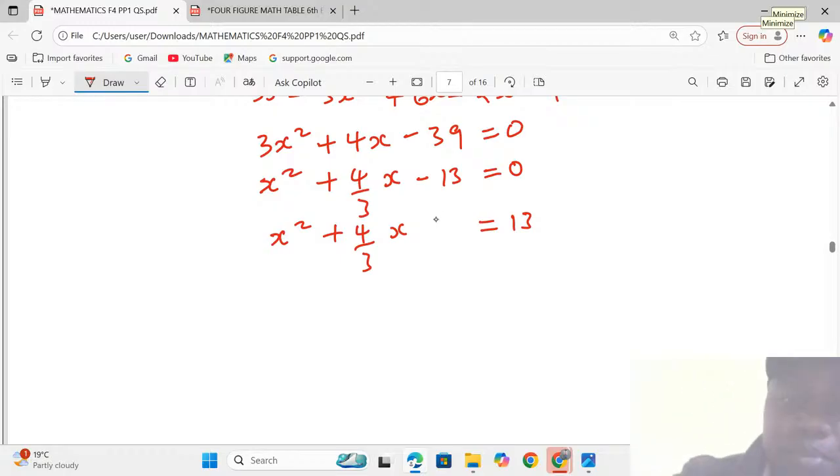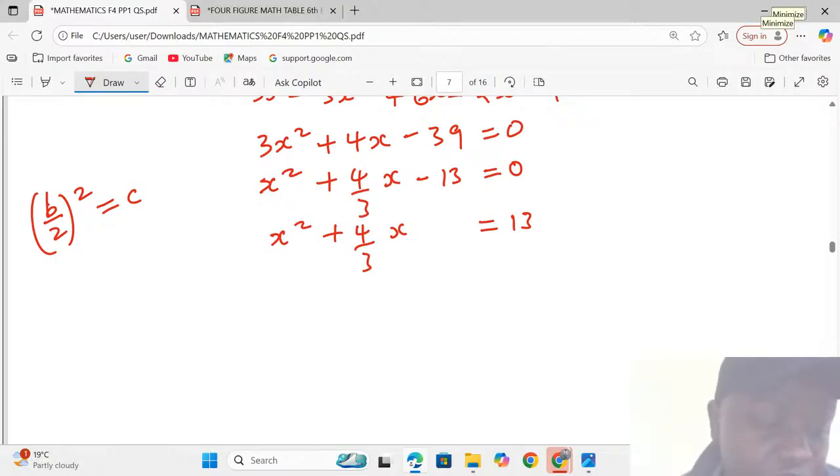So now we are supposed to make the left hand side a perfect square. How do we make it a perfect square? By taking b over 2, then we square to give us a constant. So 4 over 3 divided by 2 becomes 4 over 6. Then when we square, it shall be 16 over 36. We also add 16 over 36 that way.